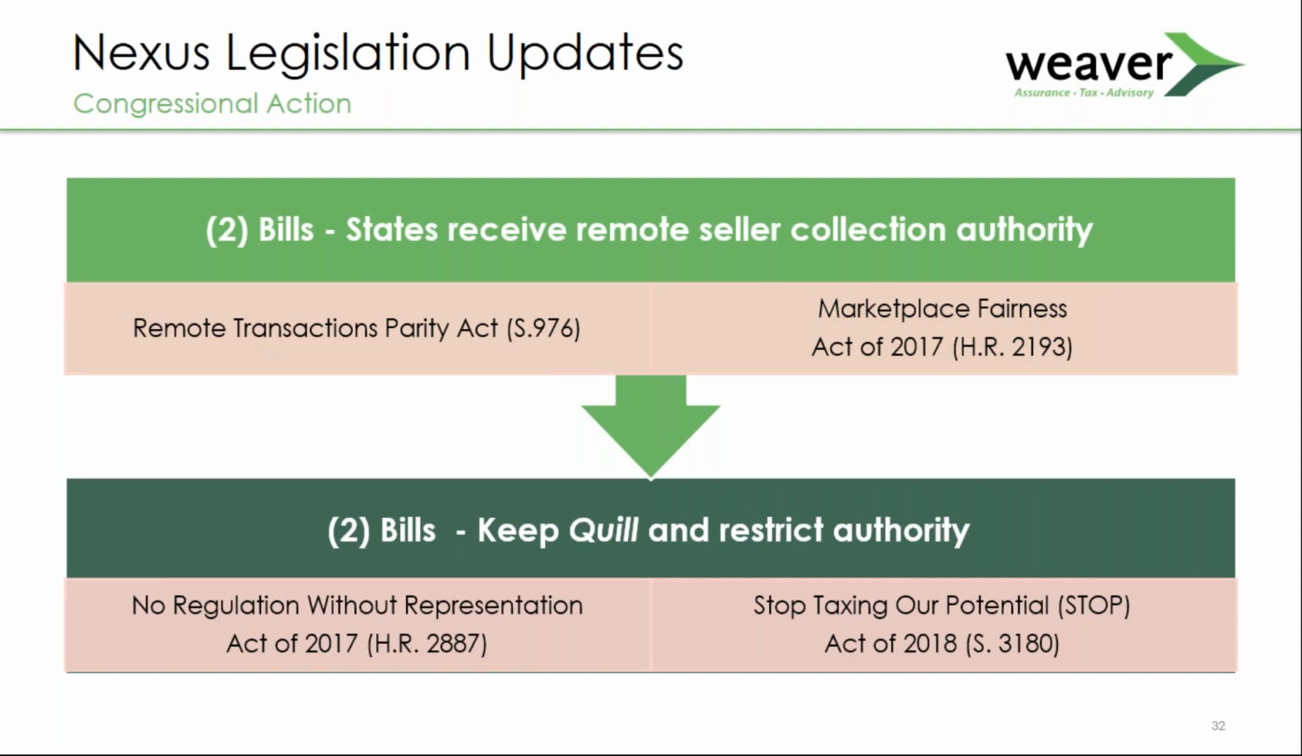There has been some congressional action. Two bills last year were really for states to receive remote seller collection authority: the Remote Transactions Parity Act and the Marketplace Fairness Act of 2017, which are no longer active. And then there have been two bills that keep Quill and restrict the authority of the states: the No Regulation Without Representation Act of 2017, which is no longer in play. But recently, there is the Stop Taxing Our Potential Act of 2018, and that has currently been introduced.